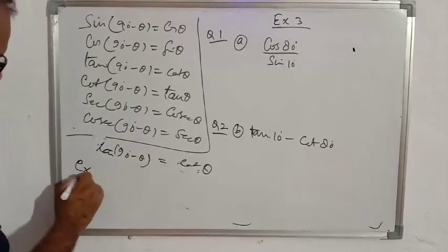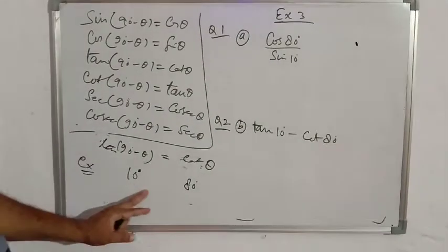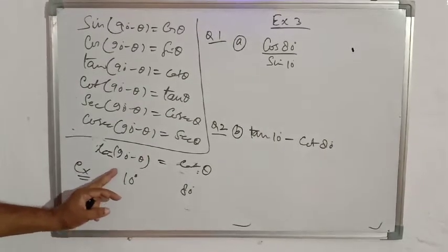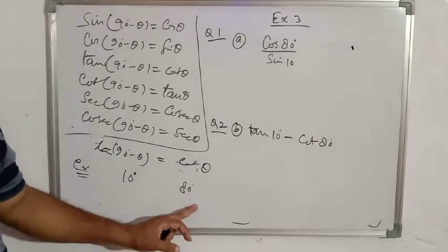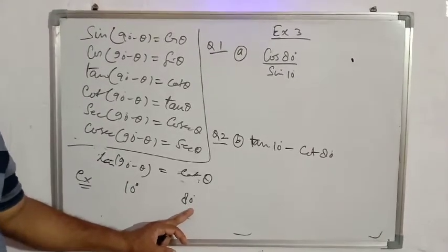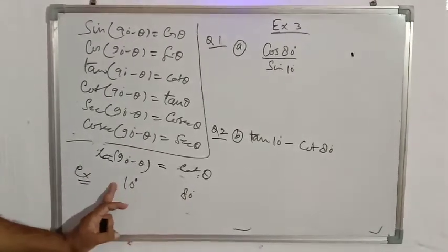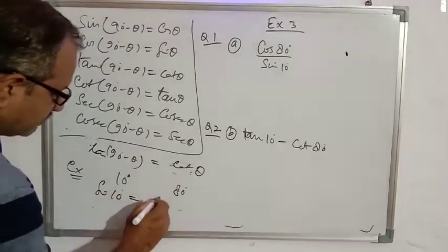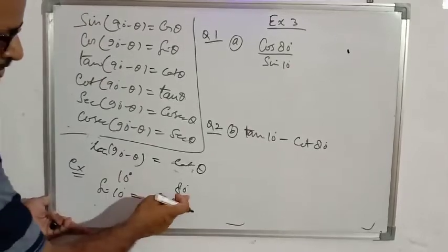We can see one example. Suppose 10 degree and 80 degree. Both are complementary because their sum is 90 degrees. It means sine of 10 will be equal to cos of 80, or cos of 10 will be equal to sine of 80. If we take sine of one angle, it equals cos of the other angle; tan of one angle equals cot of the other; sec of one angle equals cosec of the other. So we can write sin 10 equals cos 80, or cos 10 equals sin 80.